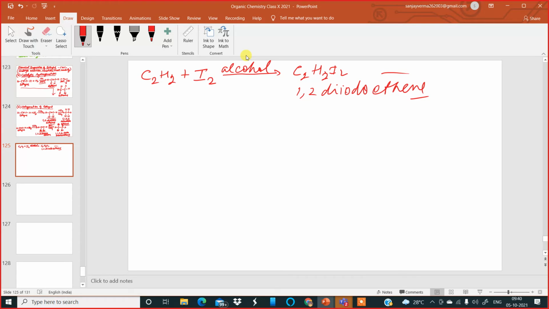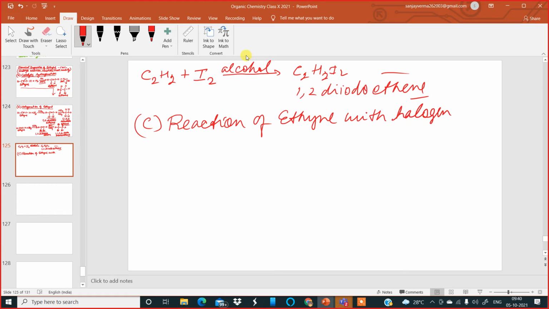Now moving to the next one, that is number C. Number C is called reaction of ethyne with acids, halogen acids. Okay, so I'm writing it down. Reaction of ethyne with halogen acids. So here the reaction of ethyne with halogen acids takes place in this way.